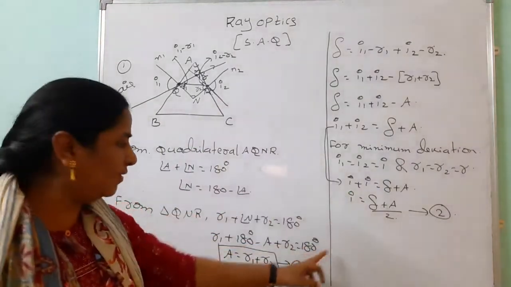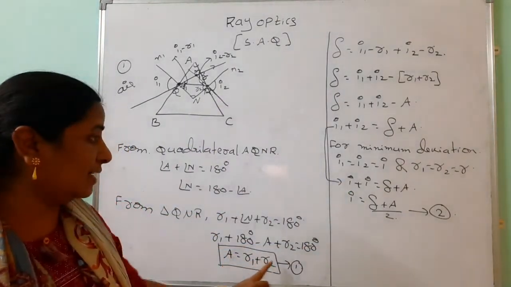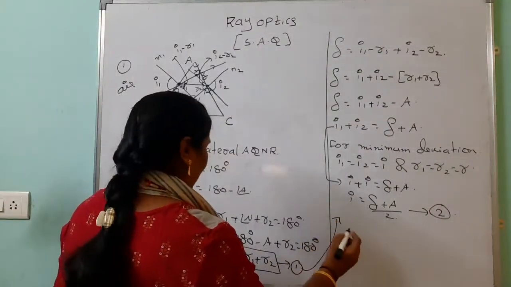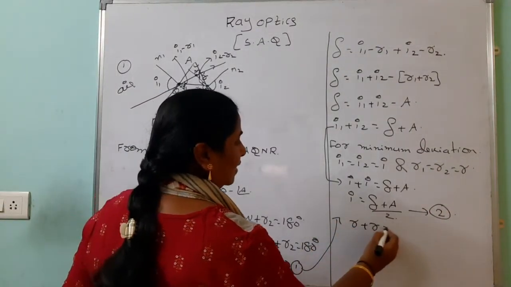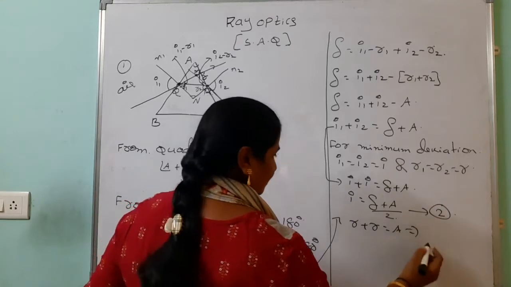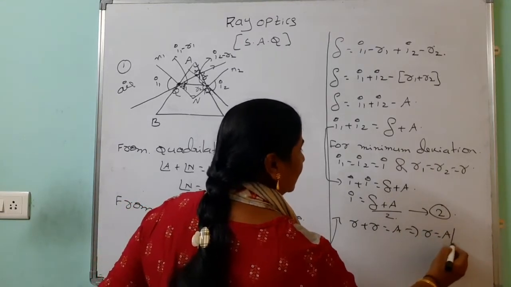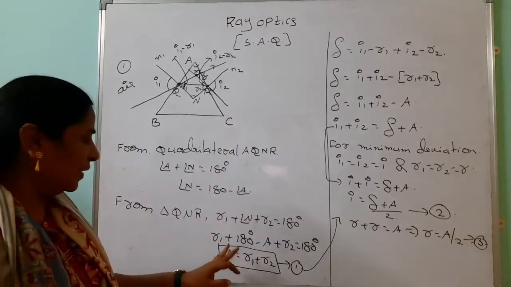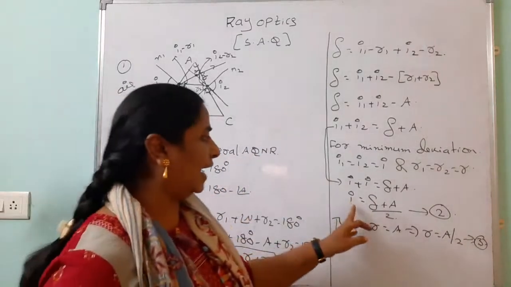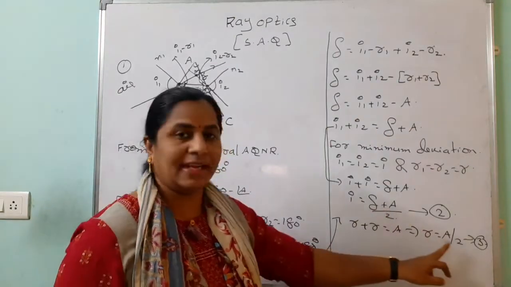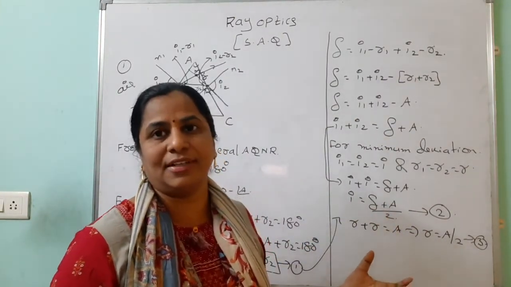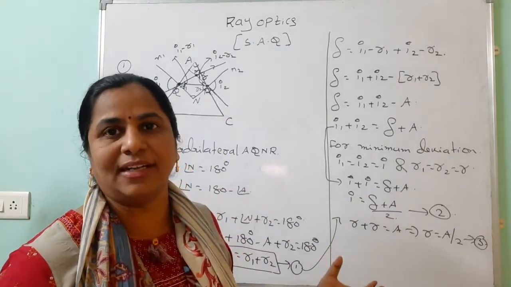Then for minimum deviation, we can change this one because R1 equals R2. So we should write from here to here: R plus R equals A. From this, R equals A by 2. So we derived the expressions for the angle of the prism, the angle of incidence, and the angle of refraction. Based on that, we can write the expression for the refractive index of the material of the prism.